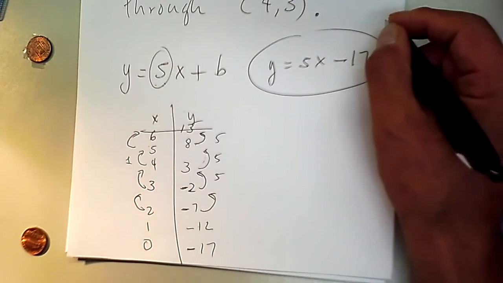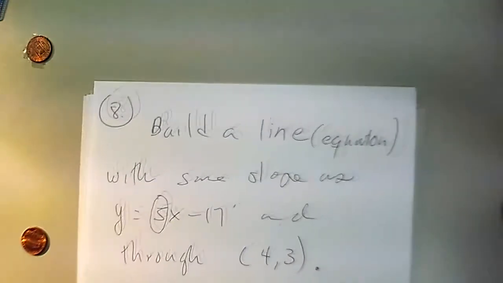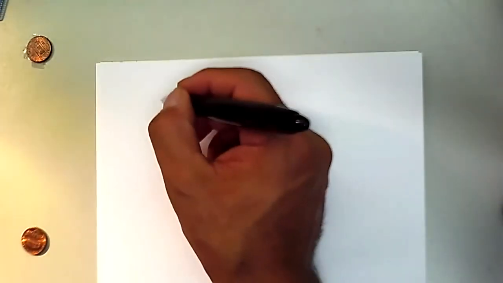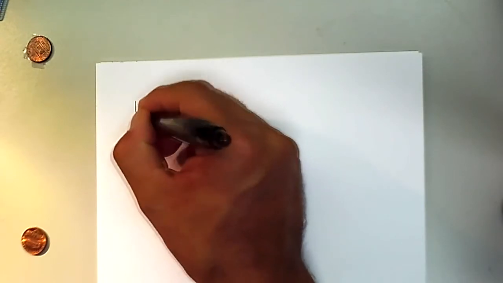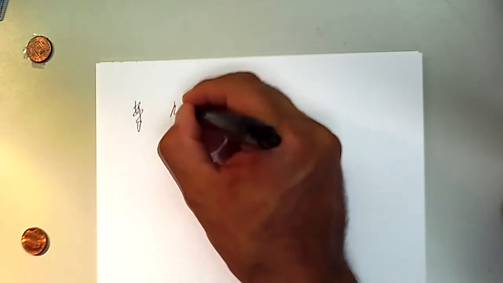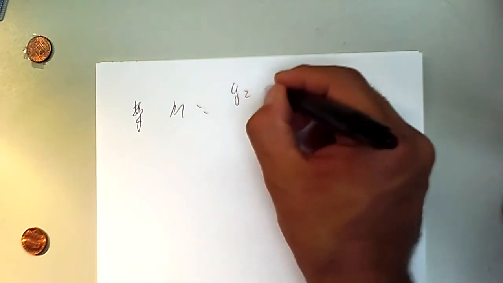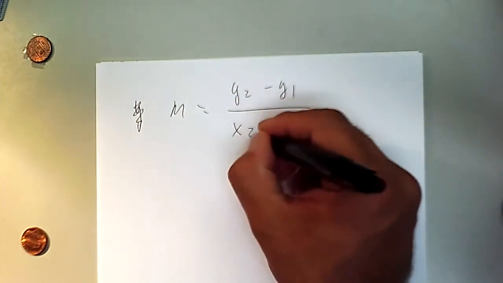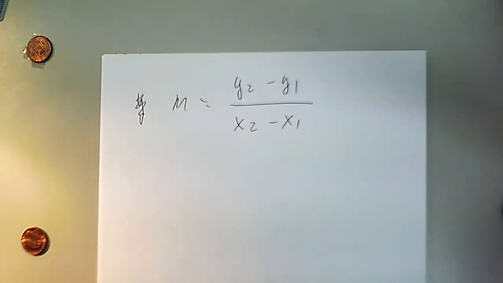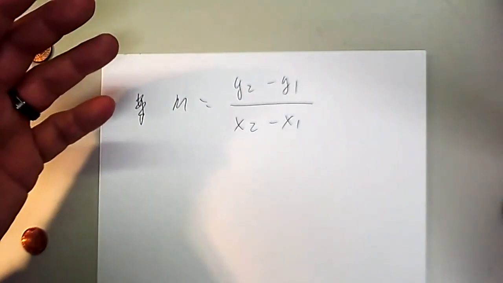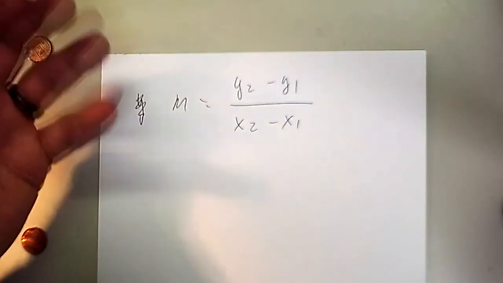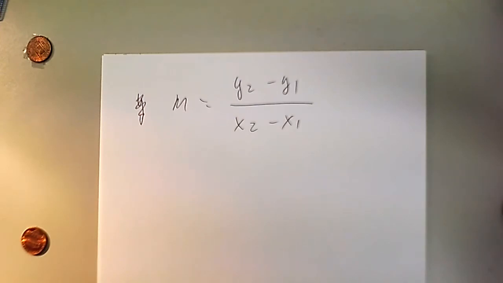Speaking of formulas, I did not give a formula for the slope. The formula for the slope is M, the slope, equals y2 minus y1 over x2 minus x1. And again, that is a formula. A lot of students know how to use it, and it makes sense to them.